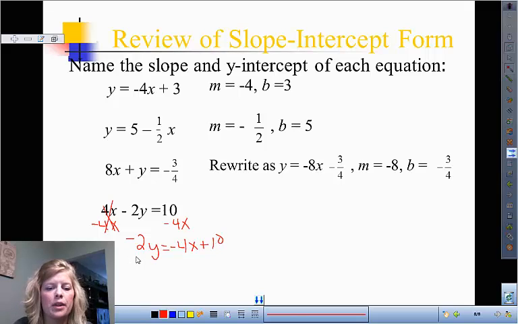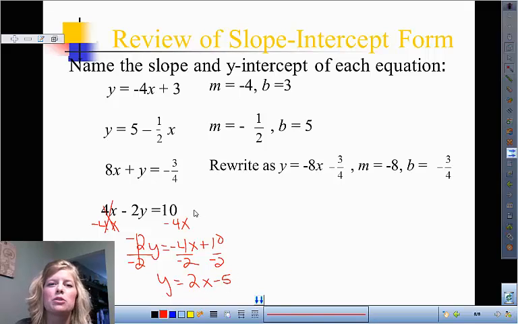Either way, still y is not alone yet. It has a negative 2 being multiplied to it. So how do you undo multiplication? You divide. So we have y equals 2x minus 5. So what is your slope? 2. What is your y-intercept? Negative 5.